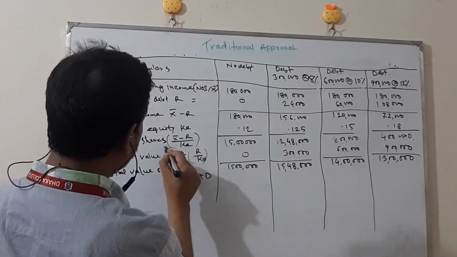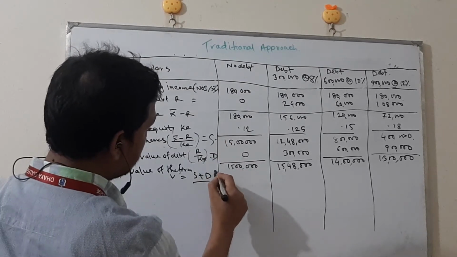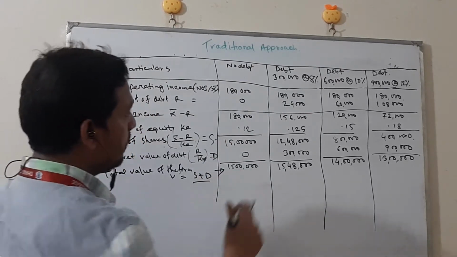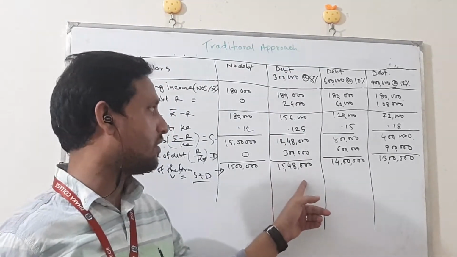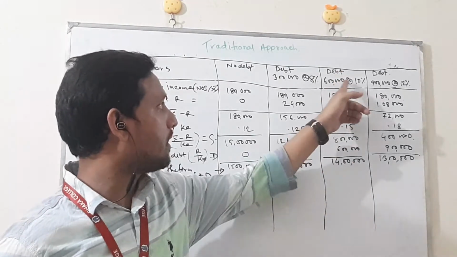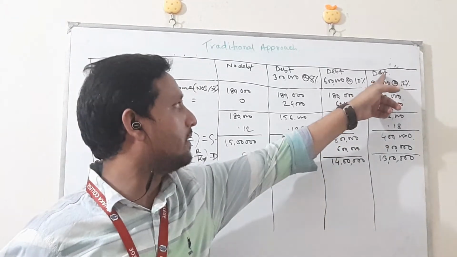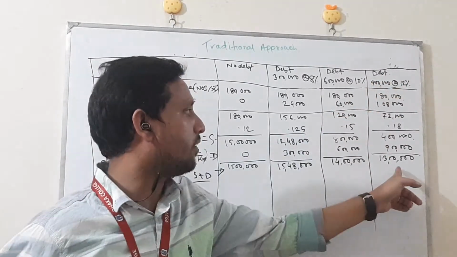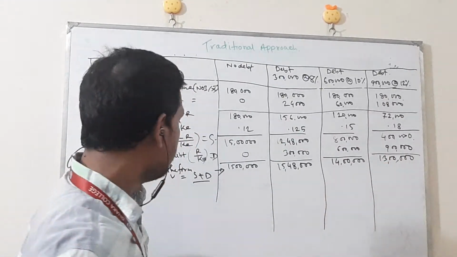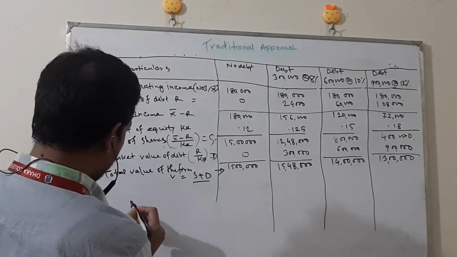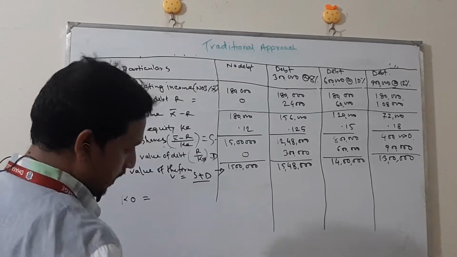Here is S, here is D. So S plus D is 15 lakh taka, and when debt is 3 lakh taka, then 15 lakh 48,000 taka. When debt is 6 lakh taka, the total value of the firm is 14 lakh taka. When 9 lakh taka is used at 12%, then the total value of the firm is 13 lakh taka.